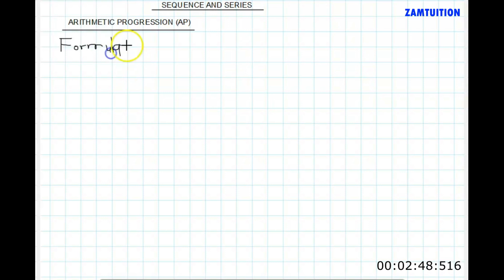The formula that is used for you to find the next term in an arithmetic progression, we can say there are different types of formulas, but the one that we're going to be using is this is the formula that is used. Tn stands for the nth term. In an instance whereby we have the first term, we have the second term, we have the third term, and so on and so forth.